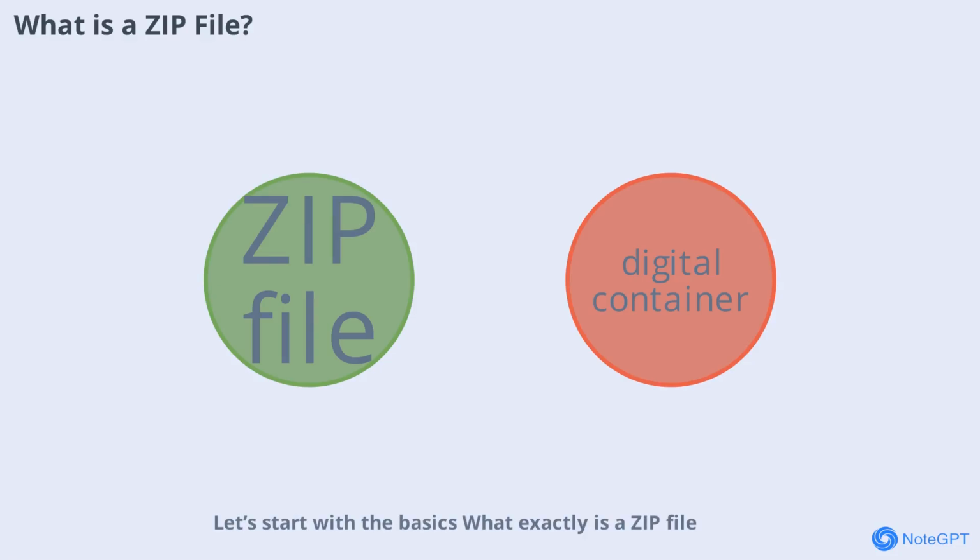Let's start with the basics. What exactly is a zip file? A zip file is a special type of computer file that acts like a digital container. Imagine you have many documents, photos, or folders that you want to keep together. Instead of sending or saving them one by one, you can put them all inside a single zip file. This makes it much easier to manage and organize your data.